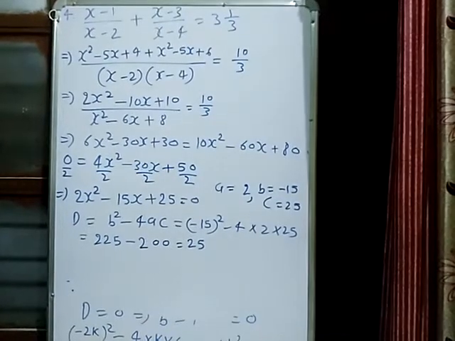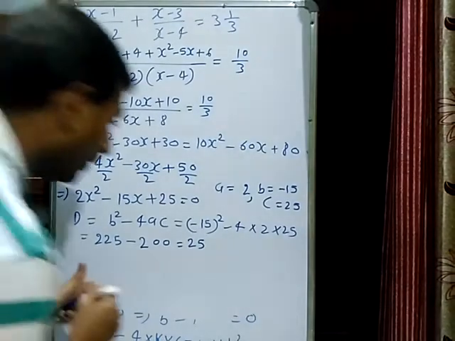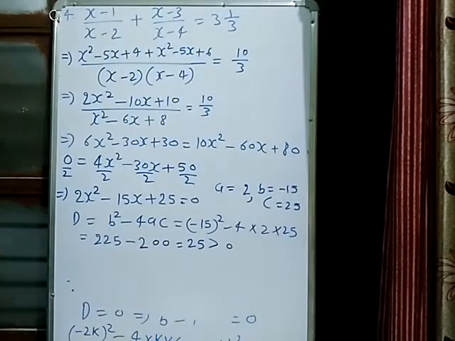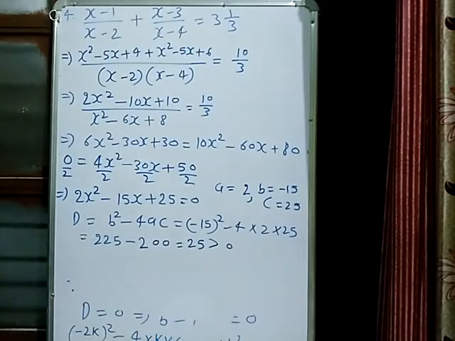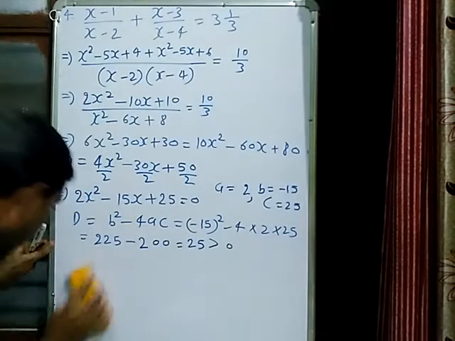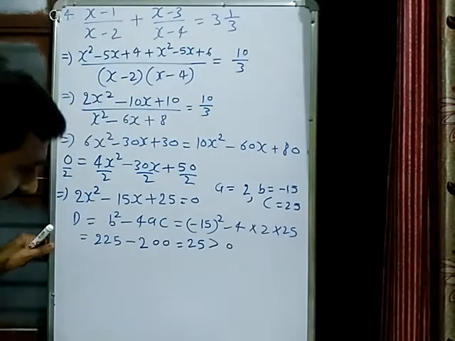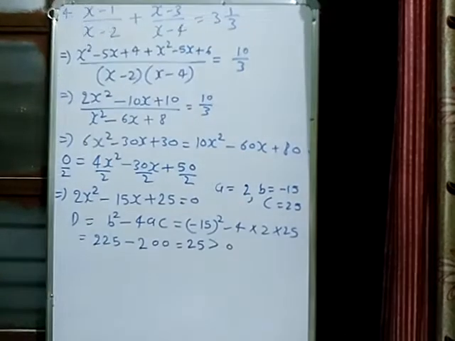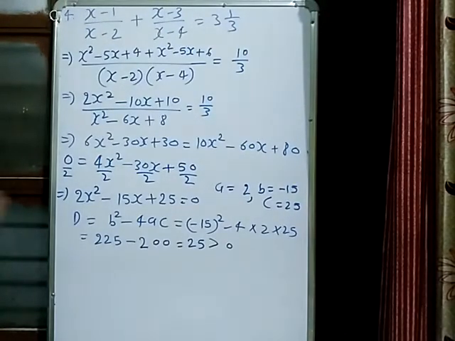So we got D equal to 25. Since it is greater than 0, it has real and distinct roots. No need to write the nature of roots, only if D is greater than 0, showing it is important for real roots. So we got D strictly greater than 0, therefore the roots are real.